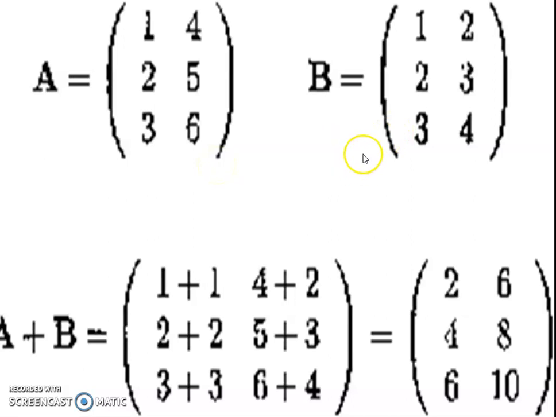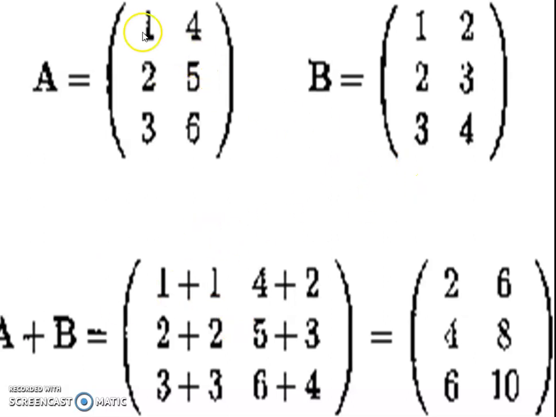Okay. Let's check the order of the B matrix. 1, 2, 3 is the first column, 2, 3, 4 is the second column. The first row elements are 1, 2. The second row's elements are 2, 3. The third row elements are 3, 4. That means the order of matrix B is also the same, that is 3 by 2. That means 3 rows and 2 columns.